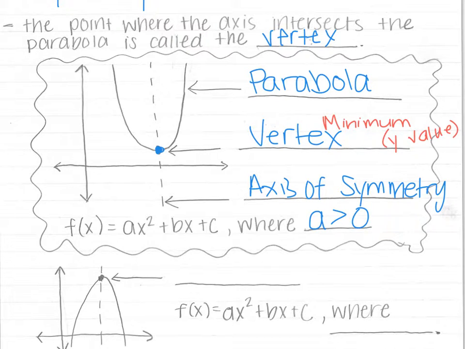So this makes sense because as our parabola opens upward, we have this point at the bottom that is the lowest point that we have as far as our y-axis goes. So all of our y values are above that, making that the smallest or the minimum value that we have.